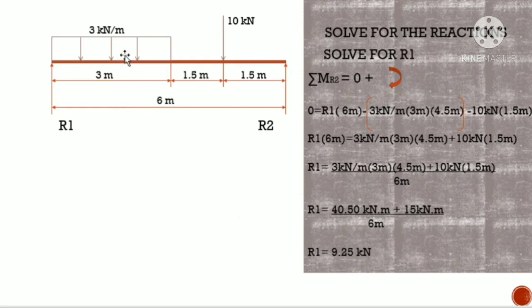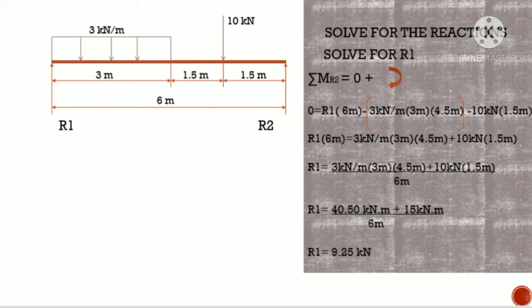So, we have 3 kilonewton per meter times 3 meters kasi we're going to convert uniformly distributed load to a total uniformly distributed load. So, times 3 meters para makancel ang meters na magiging kilonewton siya. Times 4.5 meters, and this is the perpendicular distance of 3 kilonewton per meter.